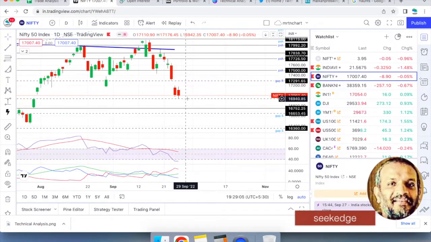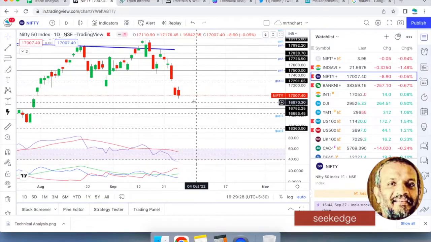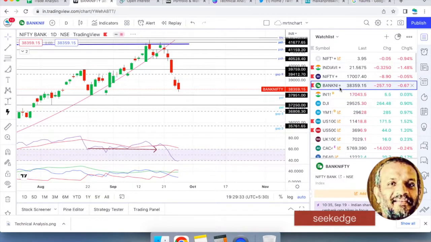Nifty 17K, it was trying to protect, or they breached multiple levels. It went down to 16,942 kind of levels, taking all the gap supports. But still it's just trying to hold and close up. It managed to close above 17,000. So there's something about this 17,000. There is some consolidation that it is probably trying to do. It's not ready to break down and go further down like Banknifty was going. It is not doing that.